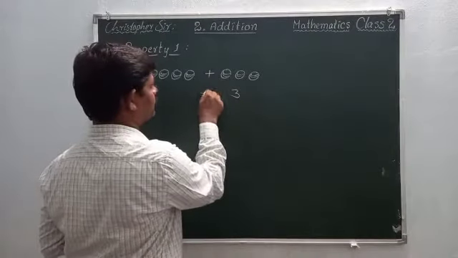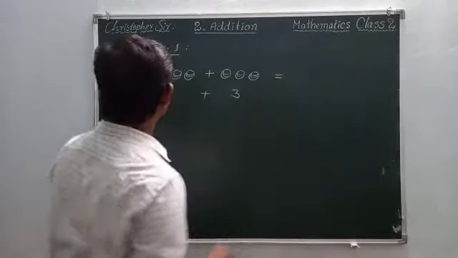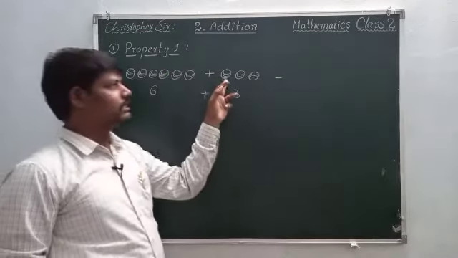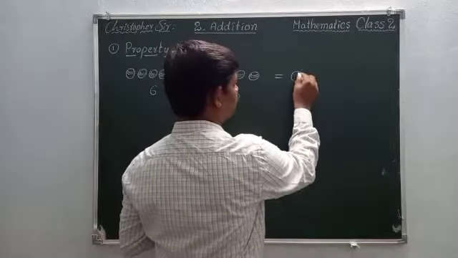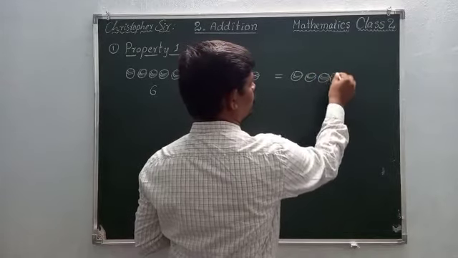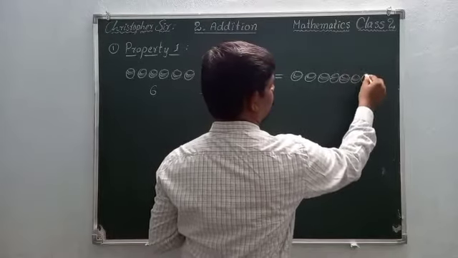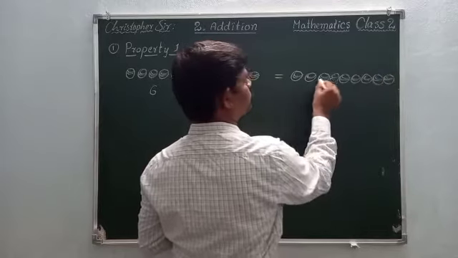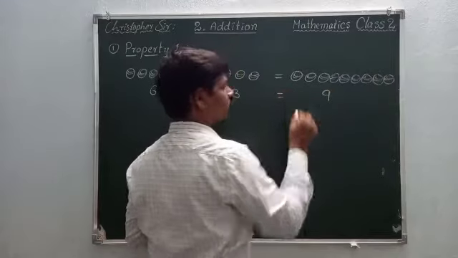6 plus 3. Total how much do we have to count here? Again, 1, 2, 3, 4, 5, 6, 7, 8, 9. Total how many are there? 9 balls you have to draw here. 1, 2, 3, 4, 5, 6, 7, 8, 9. Total 9 is equal to 9.